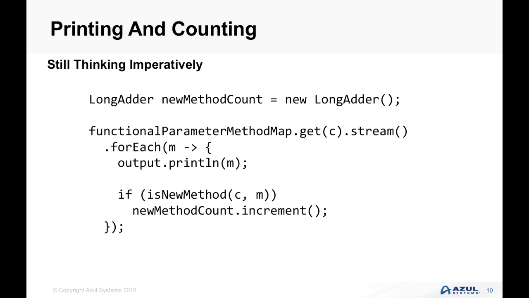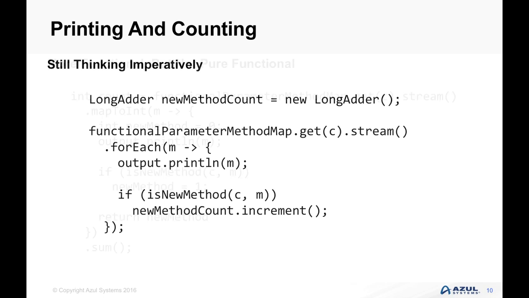Similar approach for my first attempt, which was to say, okay, we'll create our stream, we'll use a LongAdder again, we'll do a forEach. This time we've got a slightly more complex Lambda expression, and we're going to print out the name of the method, and then test to see whether it's new, and then add one to our LongAdder. So we know this is wrong, so we have to do it a different way.